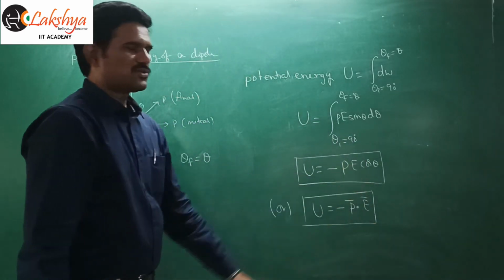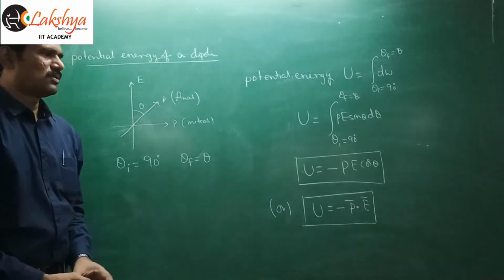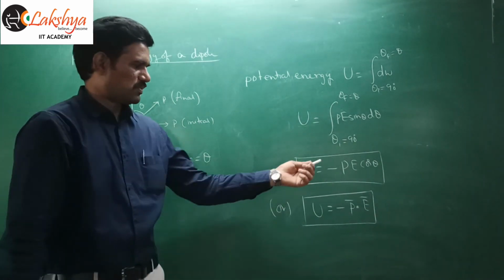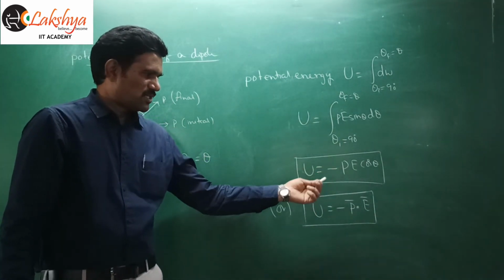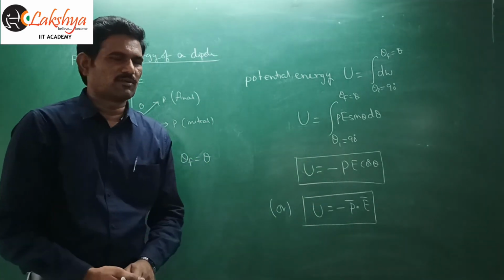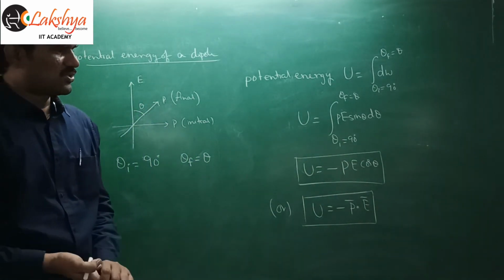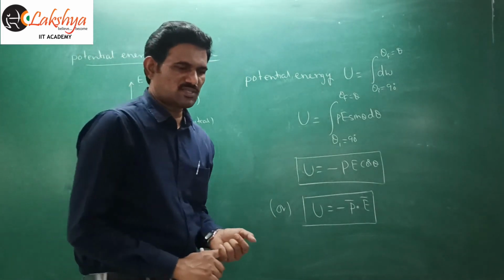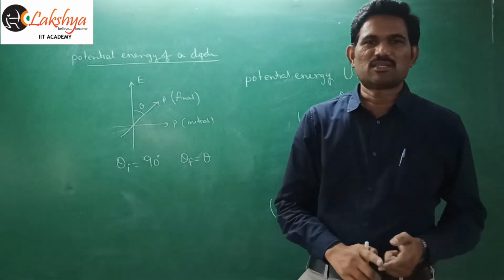Because this PE cos theta you can write as P bar dot E bar. So either you can express it like this, minus PE cos theta, or you can express it like this, minus P bar dot E bar. So it is the potential energy expression now. The torque expression is PE sin theta.